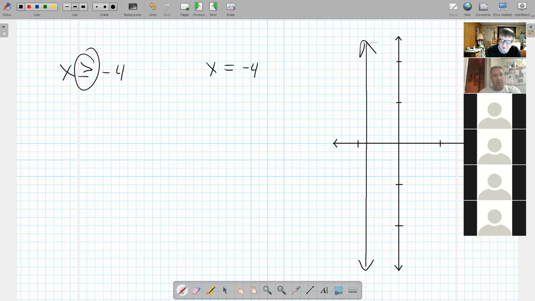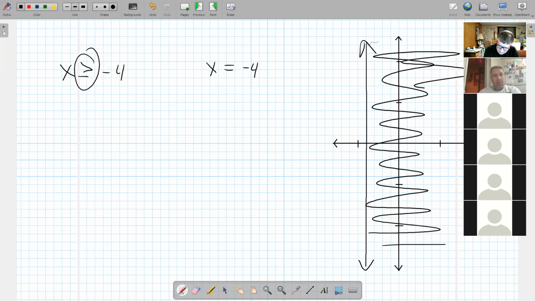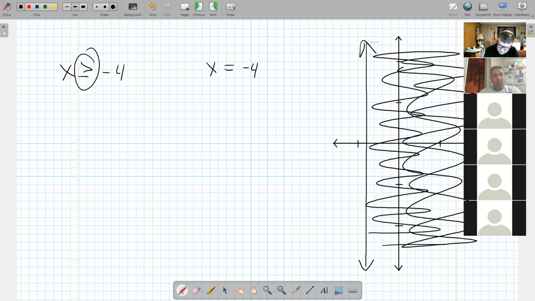But it says x is greater than or equal to. Well, now all of a sudden we don't have above and below because it's a vertical line. But where is x greater than negative 4? Over on the right side of the line. So the solution here is the solid line going through x equals negative 4 and everything to the right of it. Any questions about that?